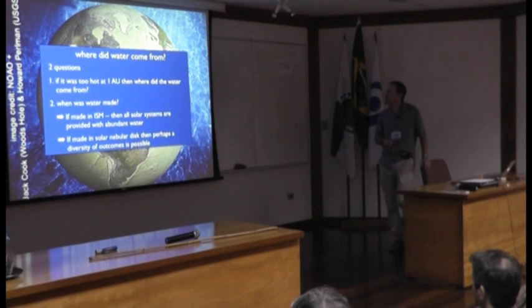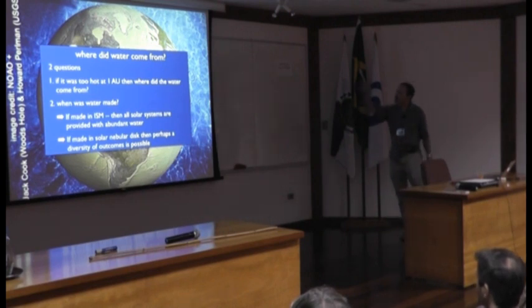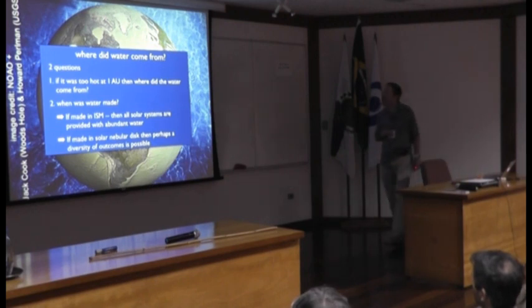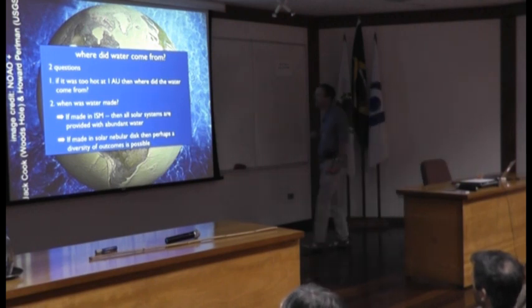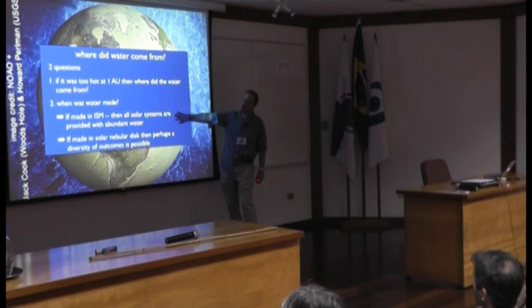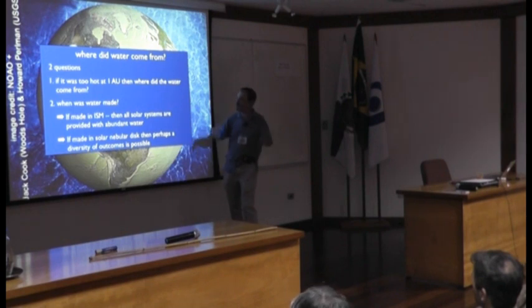Okay. So we have some questions. Well, we talked about it's too hot at 1 AU. I think everybody got that point. And we believe the water came from planetesimal delivery. I'll motivate that a little bit more, but you saw the model from that. I want to talk a little bit also about where water was made. If it was made in the interstellar medium, almost completely, then all solar systems will probably be provided with abundant water, our forming solar systems, that is the disk.